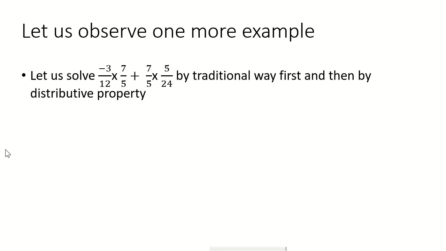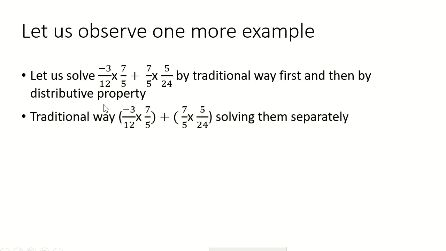Let us observe one more example. Let us solve minus 3 by 12 into 7 by 5 plus 7 by 5 into 5 by 24 by the traditional way first and then by the distributive property. When we talk about the traditional way of solving it, we will first multiply minus 3 by 12 with 7 by 5 and keep them in one bracket, and then add the result to the product of 7 by 5 and 5 by 24, which is taken in the other bracket.